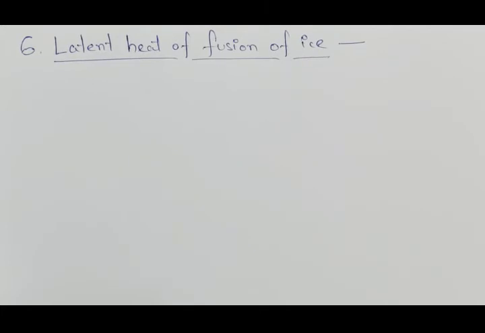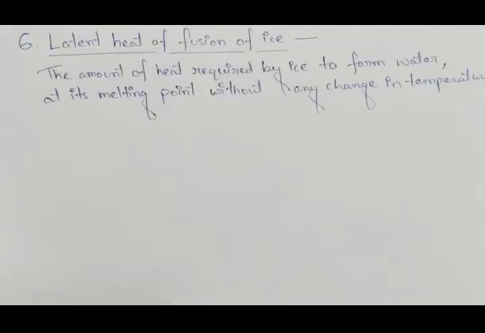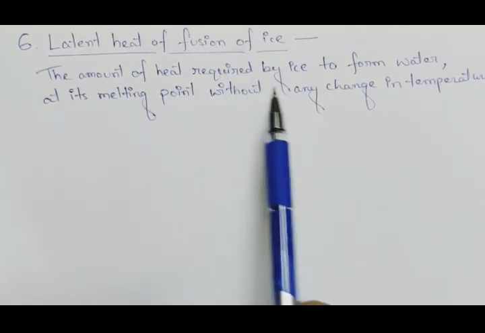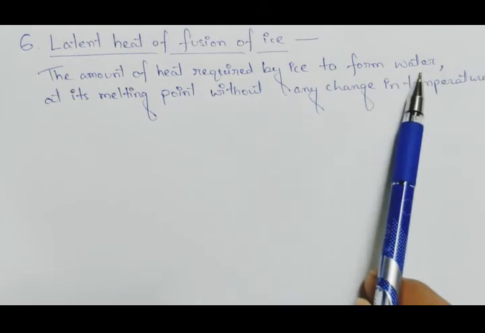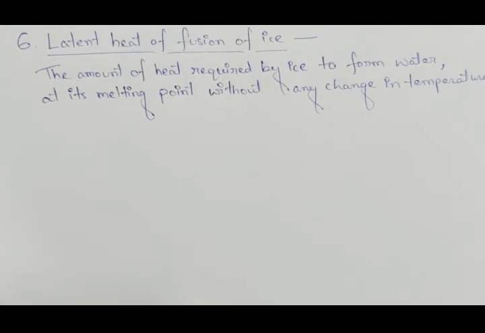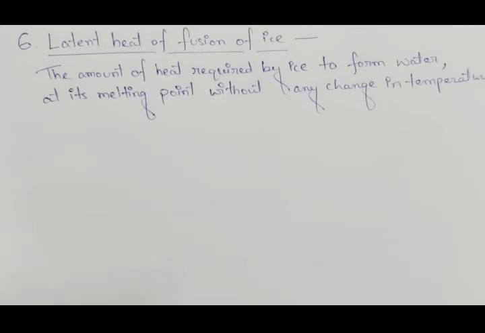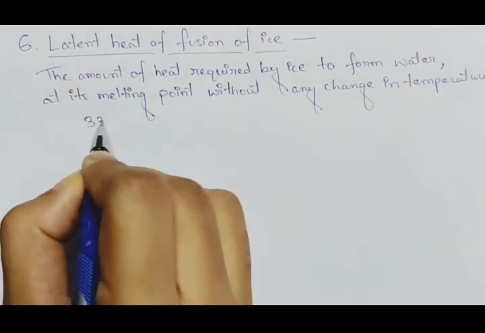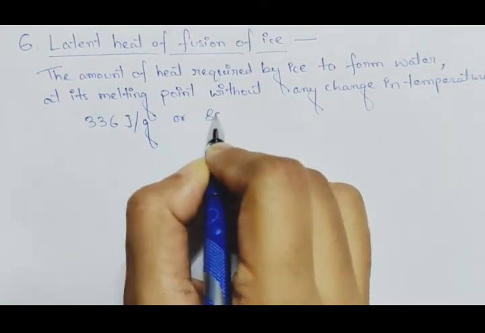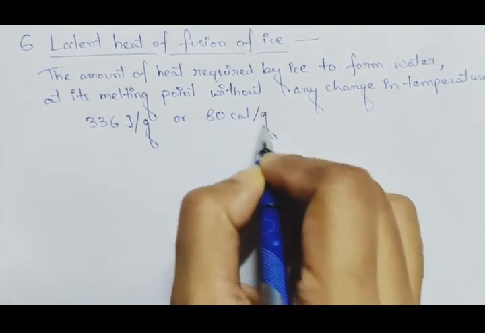So if we write the definition, the definition is the amount of heat energy required by the ice to form water at its melting point without any change in temperature. This is the complete definition. Now what is the value? There is a specific value of latent heat of fusion of ice. What is that value? It is 336 joules per gram or 80 calories per gram.